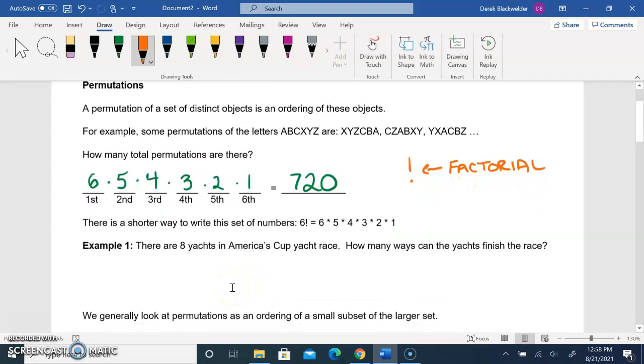Okay, so let's say there are 8 yachts in America's Cup yacht race. I want to figure out how many ways they can finish that race. So there's 8 boats that could finish in first place. Then there would be 7 that could finish in the next spot, and then 6, and then 5, and then 4, and then 3, and then 2, and then 1, and we multiply all those together. So the way that we could also write this is 8 factorial.